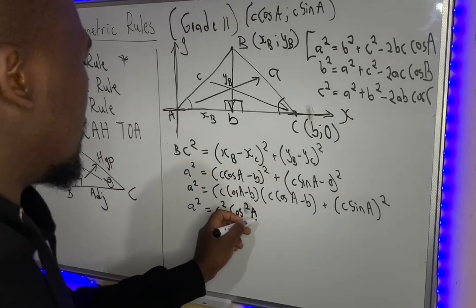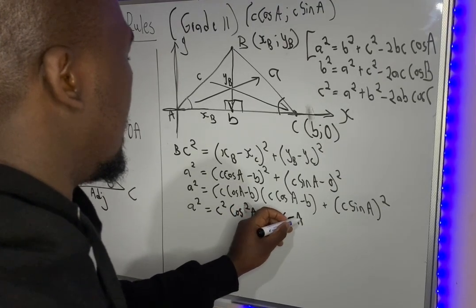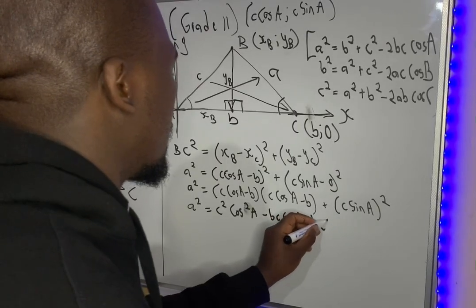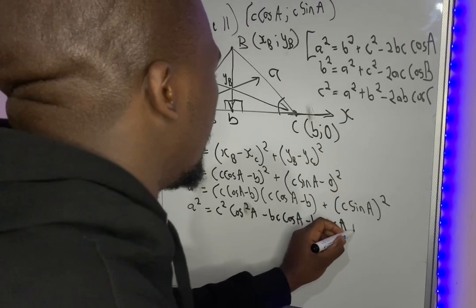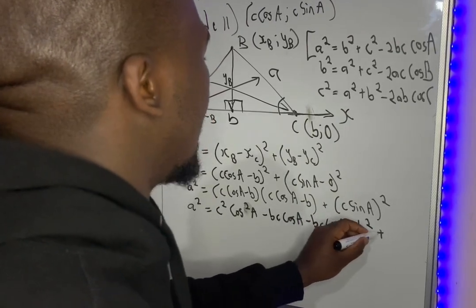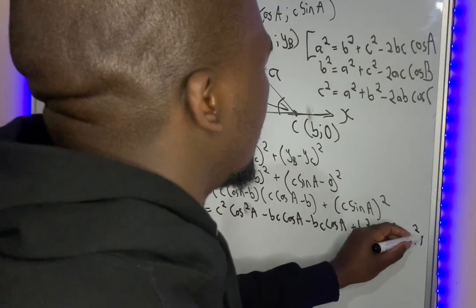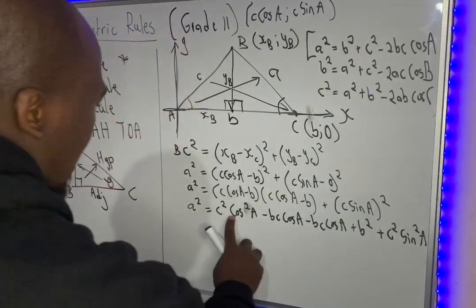Multiplied by that, which is minus BC cos A, again minus BC cos A, then plus B squared, then plus this one is going to be C squared sine squared A. Now we're going to try to simplify this and group this and this one here.